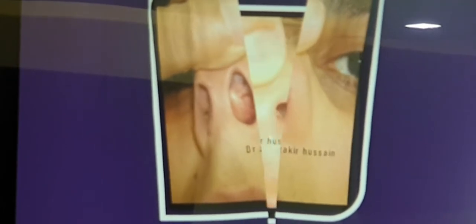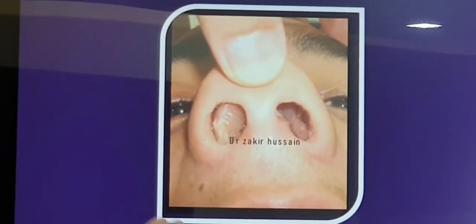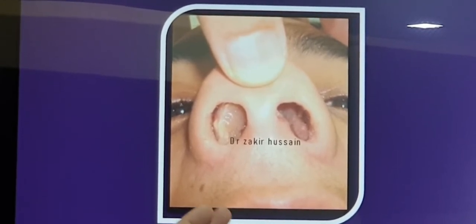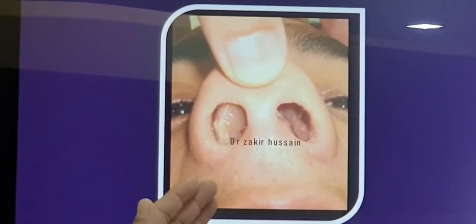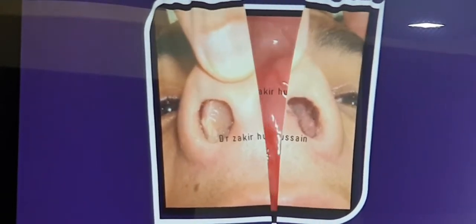Two, suppose a patient has polyps inside the nose. The cause can be chronic rhinosinusitis or allergic rhinosinusitis, and that polyp has to be removed completely. That is two. That we do with functional endoscopic sinus surgery.